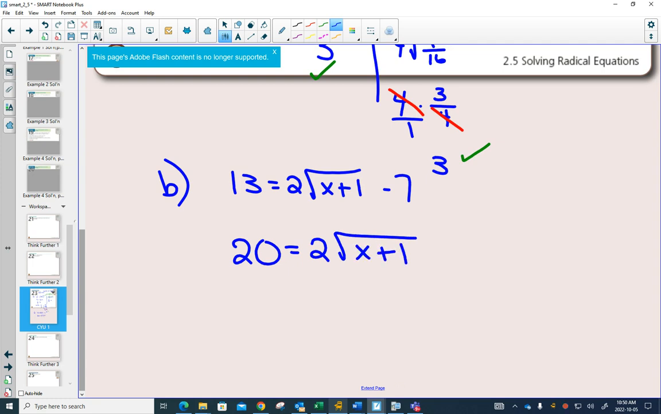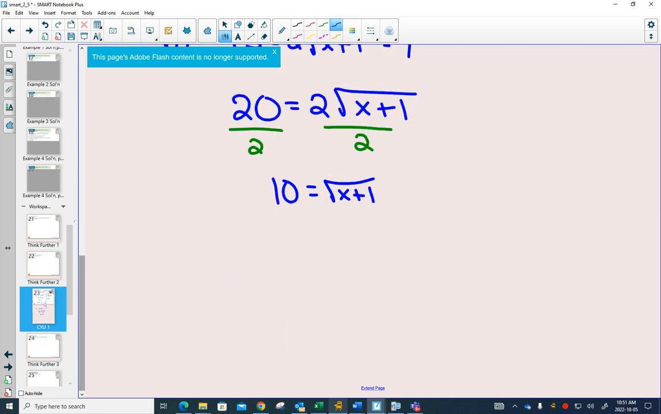And at this point, you've got choice. The term with the square root is isolated. You could square both sides. You could also simplify because there's a 2 in front. In this case, I think I would simplify that 2 in front, right? The opposite of multiplying is dividing. And so it just gives me smaller numbers if I simplify. Divide both sides by 2. I get 10 equals the square root of x plus 1. And now I've isolated my square root. I can square both sides, and I get 10 squared equals x plus 1.